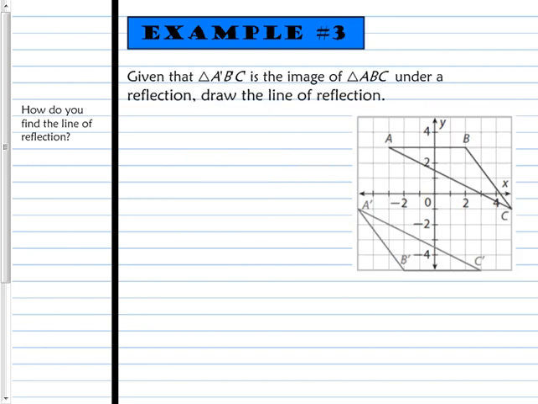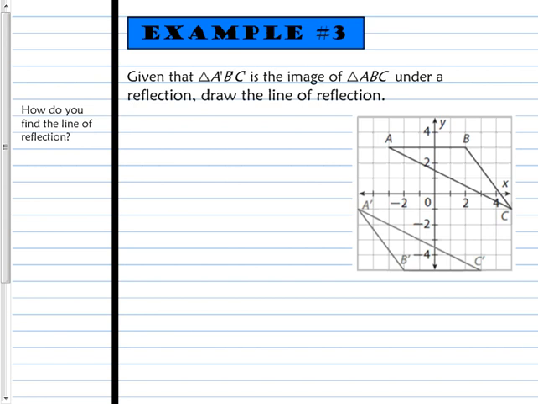Moving on. Given that triangle A prime, B prime, C prime is the image of triangle ABC under reflection, draw the line of reflection. They're telling us that they already reflected it across the line, but we don't know how. We do know that the line of reflection is right in the middle of an object.